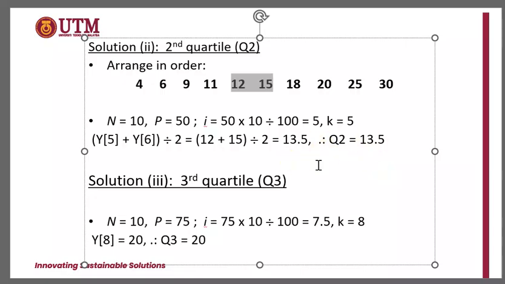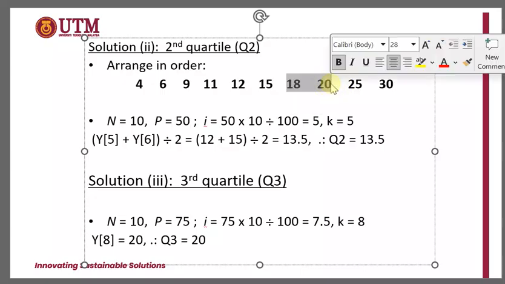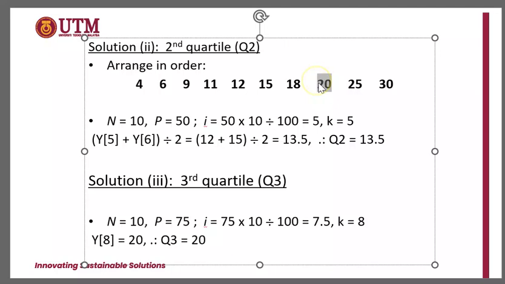Okay, third Q: n times p divided by 100 equals 7.5. So we are rounding it also, so it's equal to 8. So the eighth position in the data set will be Q3, sorry, which is 20. Okay, so 20 is Q3.